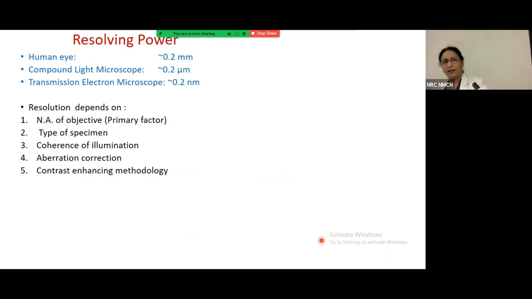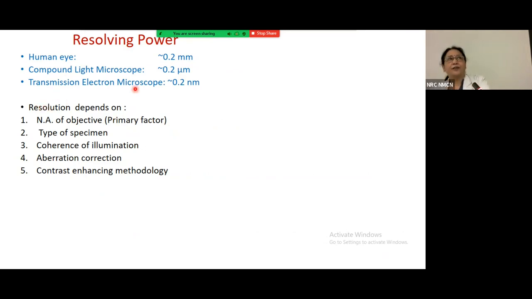So the resolving power of the human eye is 0.2 millimeter. Compound microscope, 0.2 micrometer. And transmission electron microscopy is 0.2 nanometer.